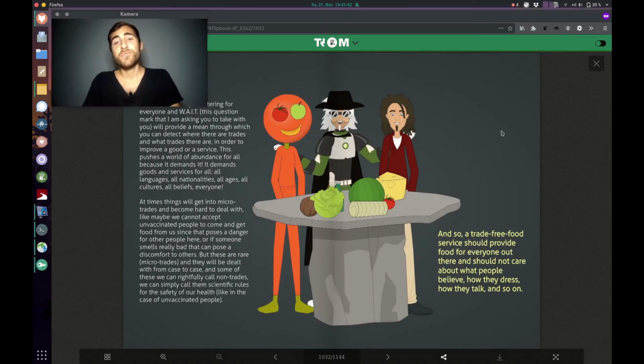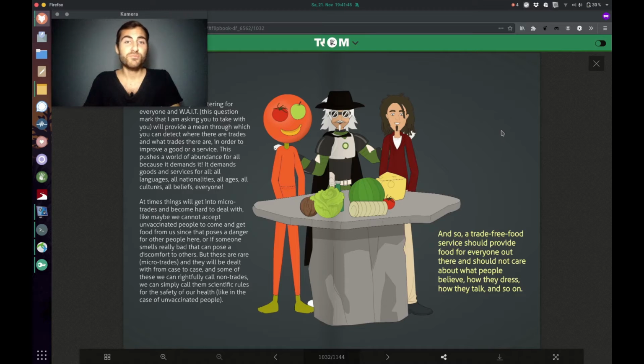And the awesome thing about this is that it will provide a world of abundance for everyone, the TROM superhero says. This pushes a world of abundance for all because it demands it. It demands goods and services for all languages, all nationalities, all ages, all cultures, all beliefs, everyone. At times, things will get into micro trades and become hard to deal with, like maybe we cannot accept unvaccinated people to come and get food from us since that poses a danger for other people here. Or if someone smells really bad, that can pose a discomfort for others. But these are rare cases and they will be dealt with case by case.